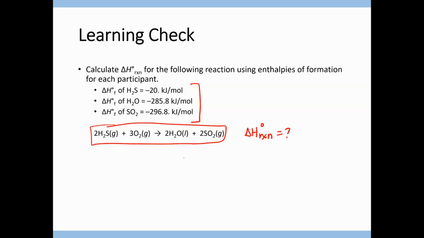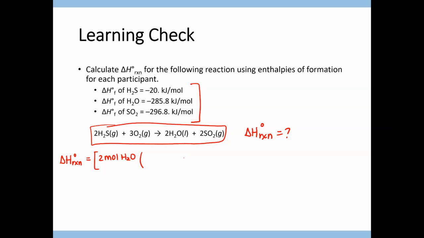Okay, let's start going through this. So, same process as the previous example. Delta H of the reaction is the sum of the enthalpies of formation of the products times their coefficients minus the sum of the enthalpies of formation of the reactants times their coefficients. So, I'm not going to write out that general equation. We'll just start plugging in values. So, we'll start with water. We have 2 moles of water.